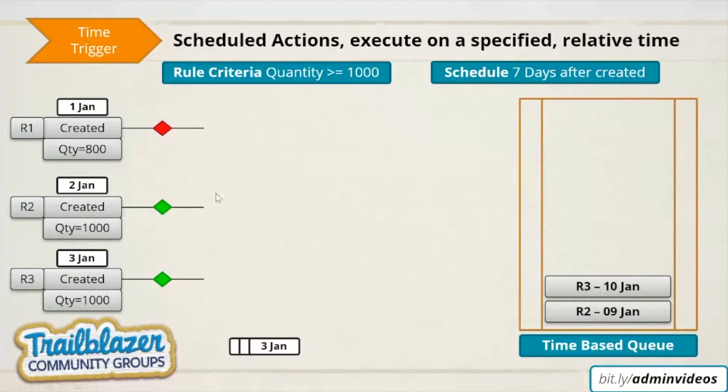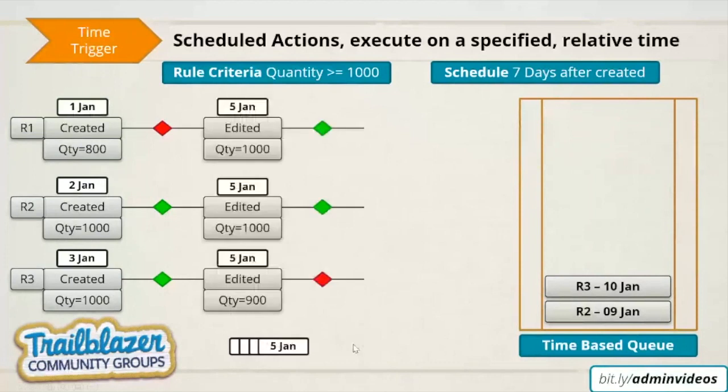And this, so like this, it can hold the queue for various records in your system. Now, let's jump to 5th of Jan. We are modifying these records. Now, if you modify the records, let's say I modified this record, made it 1000, and I made 900 as a quantity for this third record. Now, for the first record, it's now meeting the criteria. Earlier, it was not meeting the criteria, but now it is meeting the criteria, so the actions would fire.